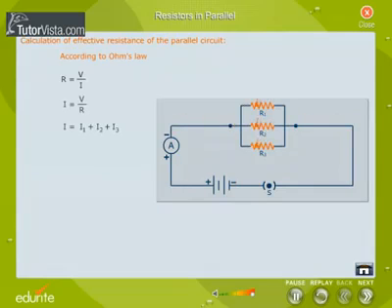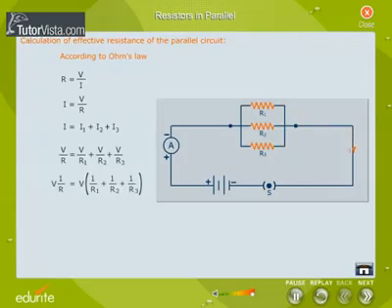Total current I is equal to V by R. I is equal to I1 plus I2 plus I3. Or V by R is equal to V by R1 plus V by R2 plus V by R3. V into 1 by R is equal to V into 1 by R1 plus 1 by R2 plus 1 by R3. 1 by R is equal to 1 by R1 plus 1 by R2 plus 1 by R3.